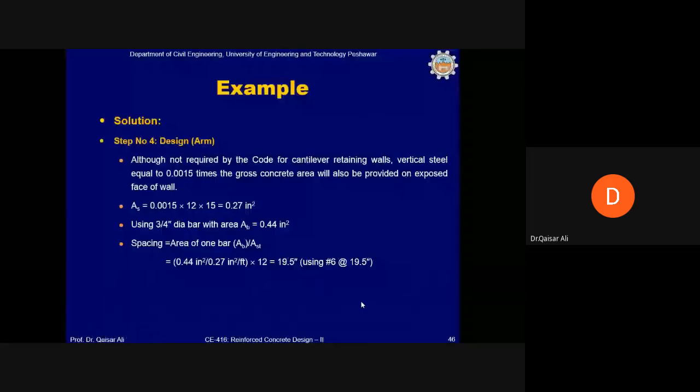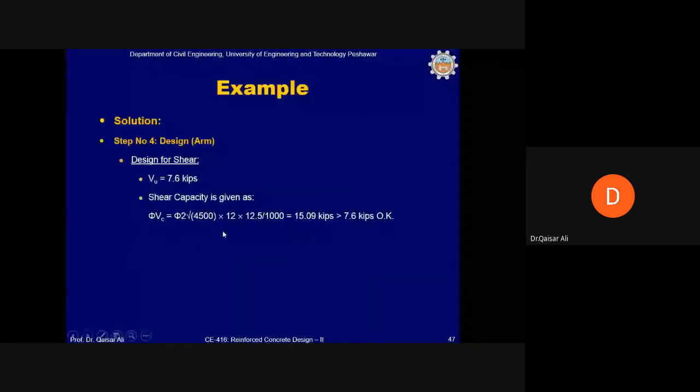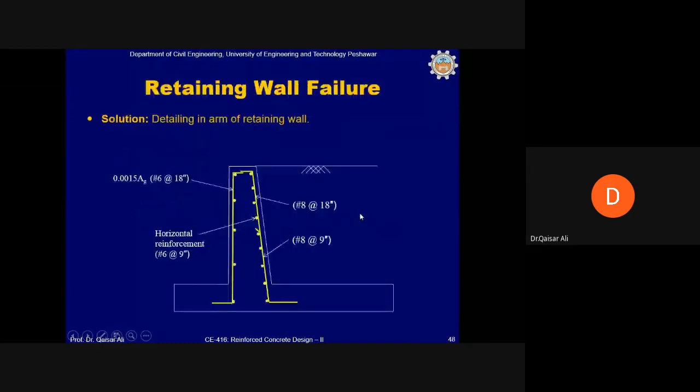Similarly, we can also check the arm for shear. We have seen in the shear force diagram that we use 7.6 kip with phi Vc equal to 15.09 kip. This is greater than 7.6, so there's no problem of shear. The reinforcement in the arm will be provided in this manner.